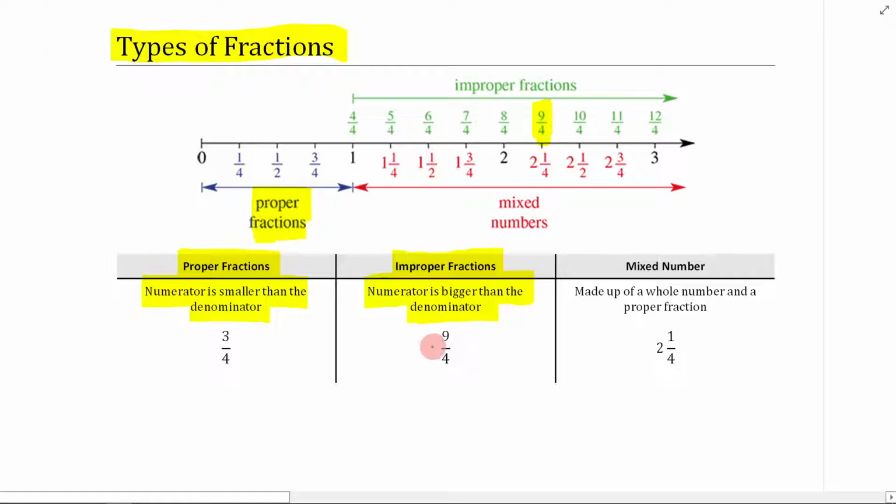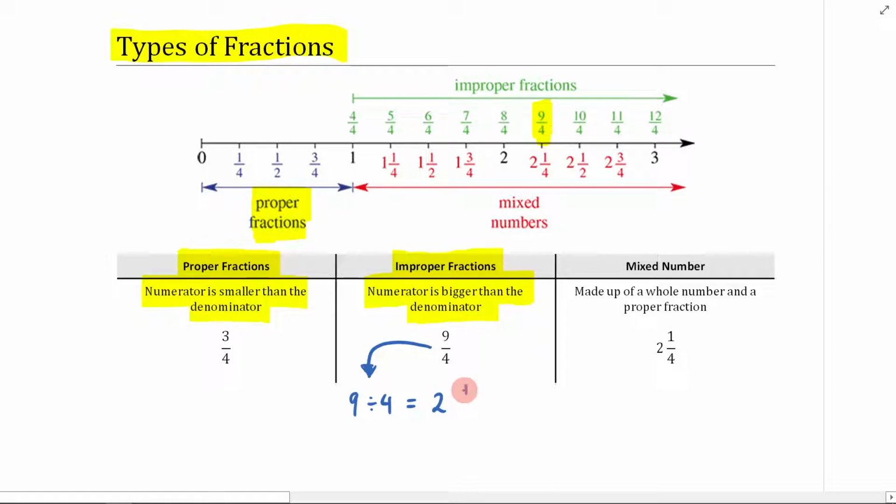Let's just break this down a bit more. Let's remind ourselves what a fraction is telling us. A fraction means 9 divided by 4. So how many times does 4 go into 9? It goes in twice. How many leftovers do you have? Well, 4 plus 4 is 8, and 8 is 1 less than 9. You have 1 left over.